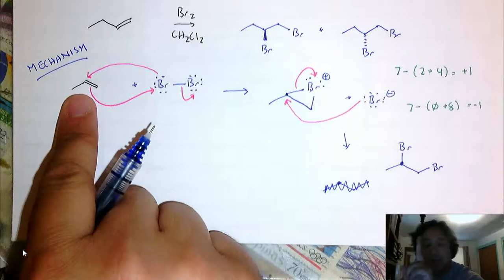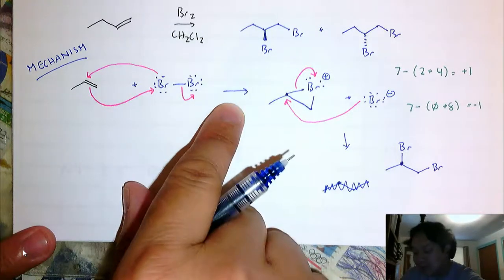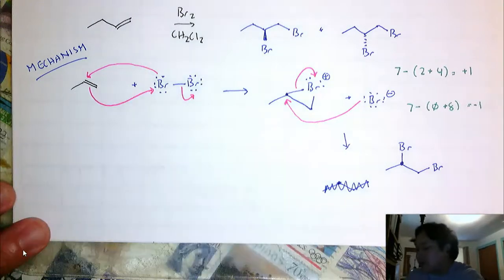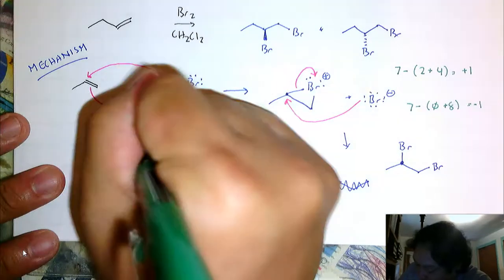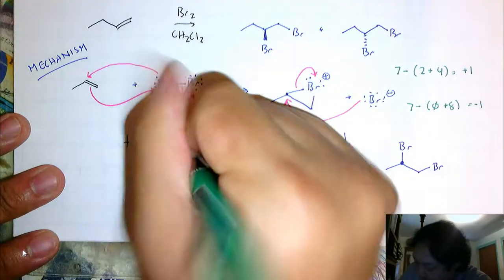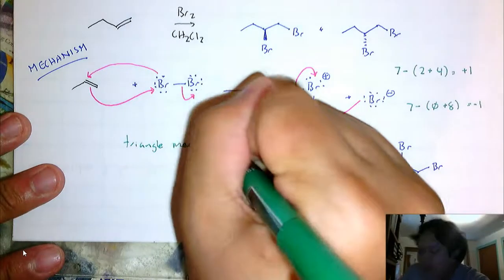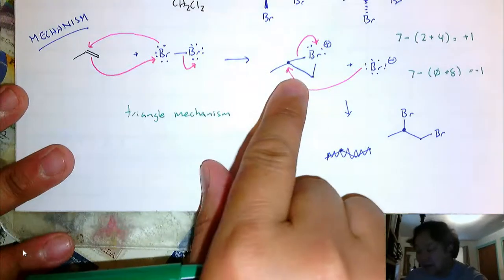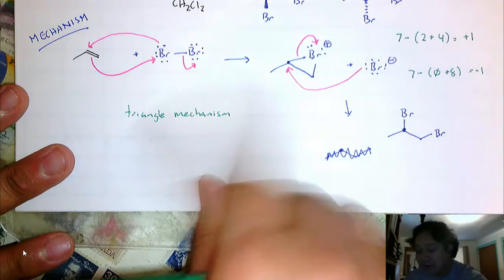Only 2 steps. It's just that the first step is really wacky, especially this third arrow here, which you don't want to forget. The other thing is that you make a triangle. So this is what I like to call the triangle mechanism. And there's going to be several triangle mechanisms. Okay, don't say that in front of other chemists. This is a three-membered ring intermediate, but I think of it as a triangle.